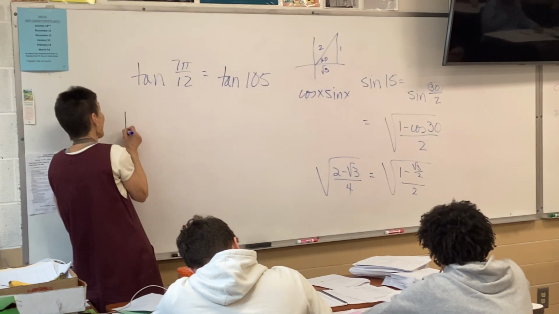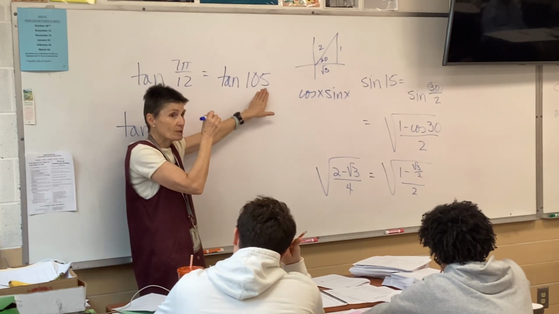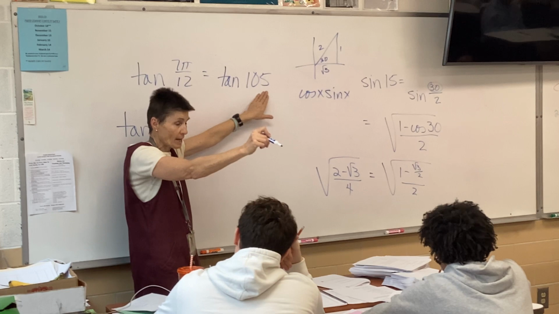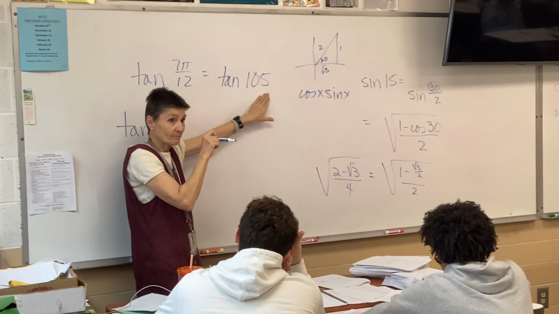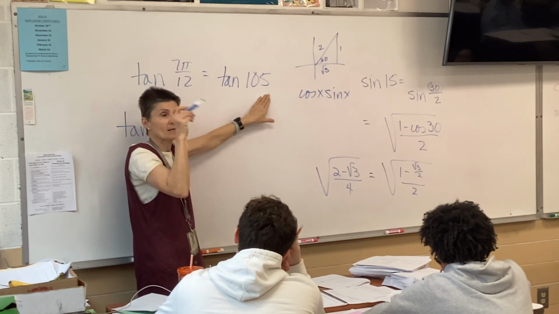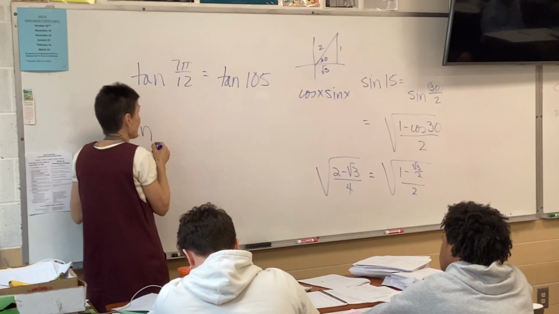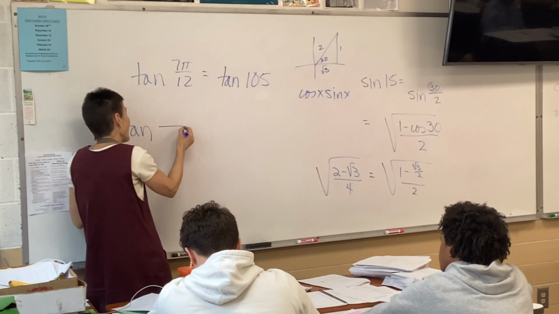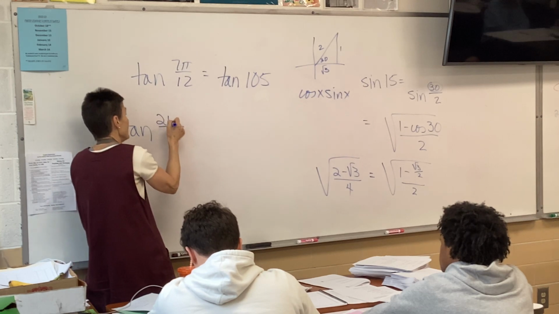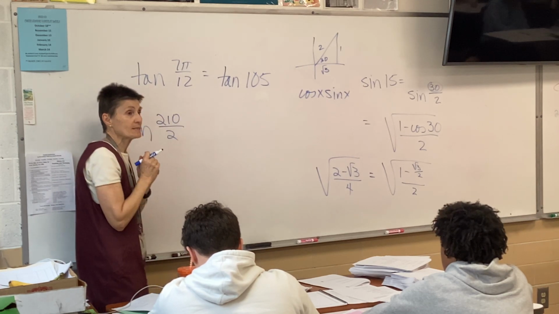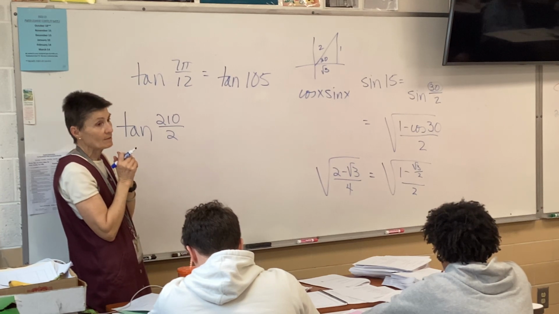Now, using a half angle identity. I know I could do this problem the way I did it yesterday by adding 60 and 45. That'll work. Other things will work too, but that's one that would work. I need a half angle. So 105 is half of what? 210. So I am gonna find the tangent of 210 divided by 2.